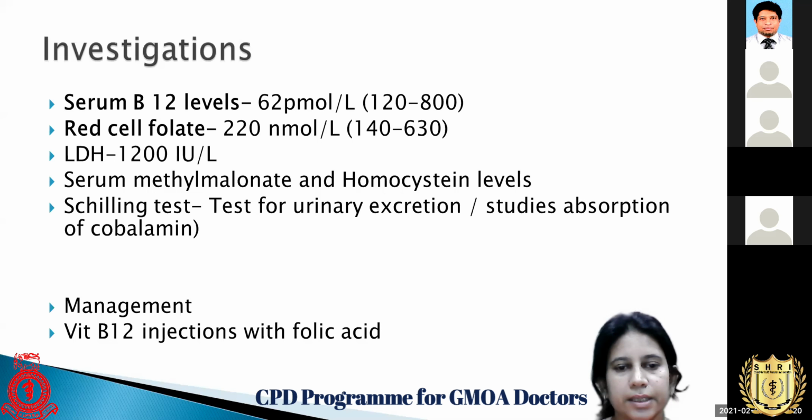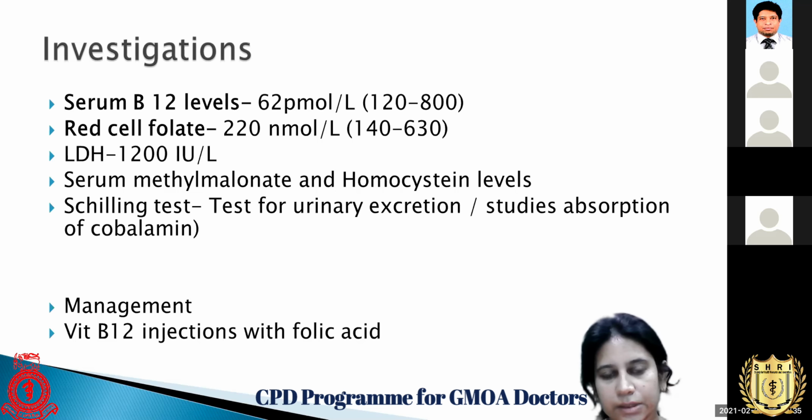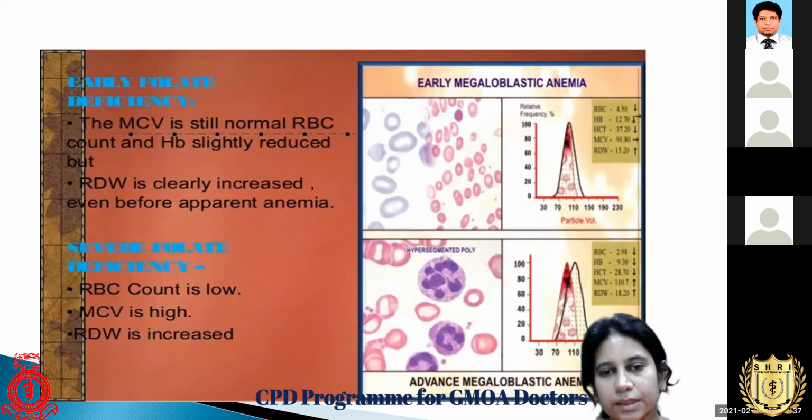Schilling test is to test the absorption of vitamin B12. So she was managed with vitamin B12 injections and folic acid. After 3 weeks, if there's no other abnormality, she should respond to the treatment with normal counts. So this is the initial stage of megaloblastic anemia. Your curve is shifting to this side with a very slight increase in RDW. In advanced stage, your curve is more shifted to this side with high RDW and macrocytic blood picture.